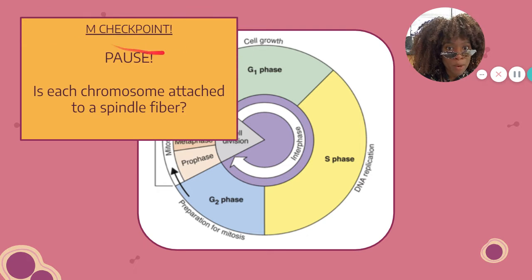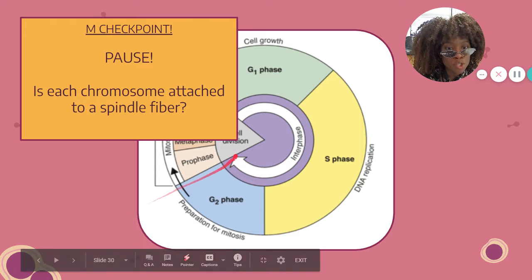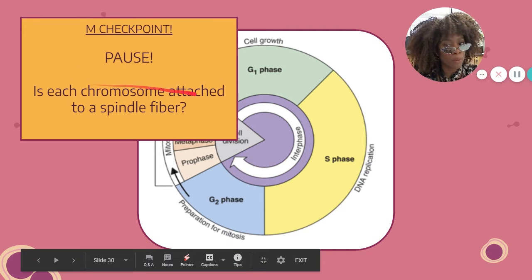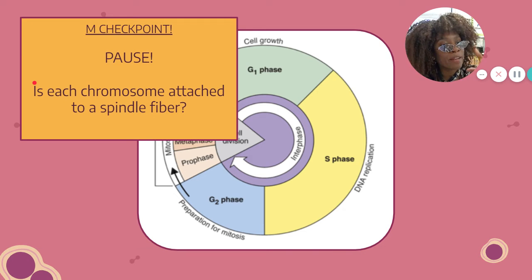Right, so the M checkpoint, as with all of our checkpoints, we have the G1 checkpoint, we have the G2 checkpoint, and now we have an M checkpoint. Every checkpoint is basically designed to say, wait, are we ready for the next step? If the cell is not ready for the next step, it will not continue on. And that makes sense because cells make mistakes, so they've got to double check their work.